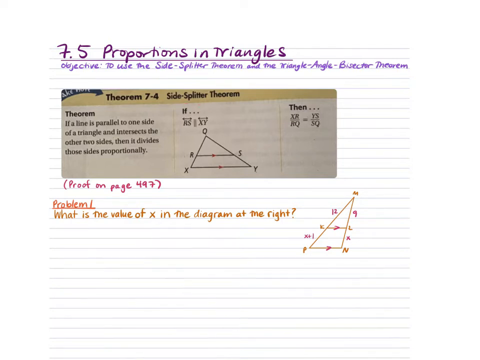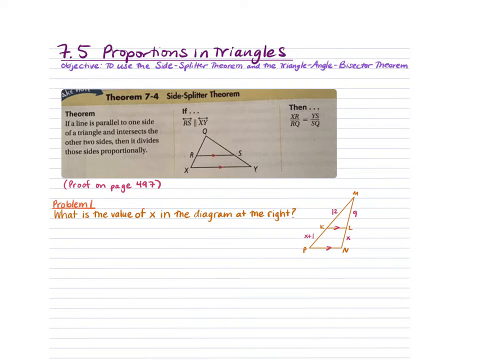The side splitter theorem states that if a line intersects the triangle and is parallel to another side of the triangle, then the sides it cuts are in proportion to each other. So this over this equals this over this. If you want to look at the proof, it's on page 497.